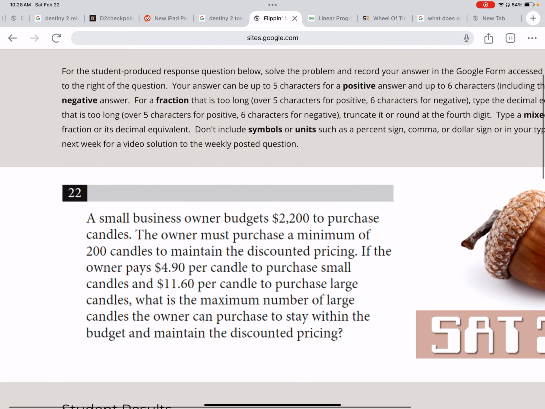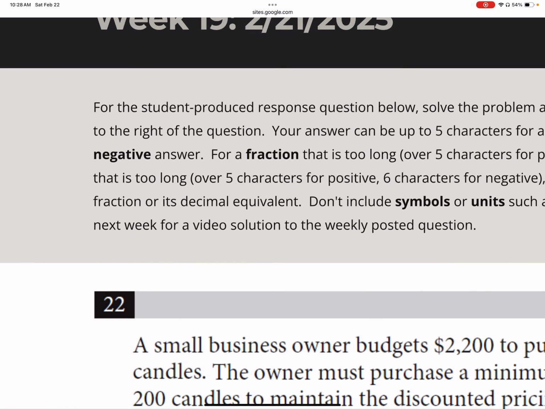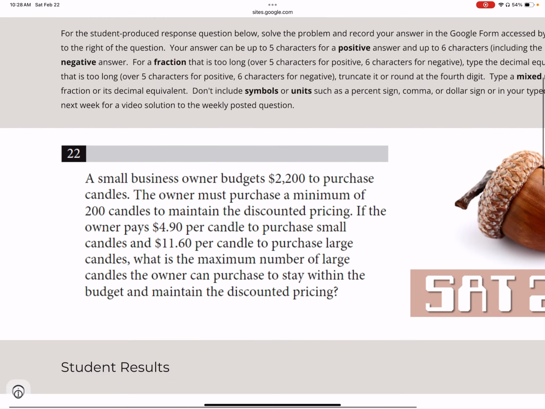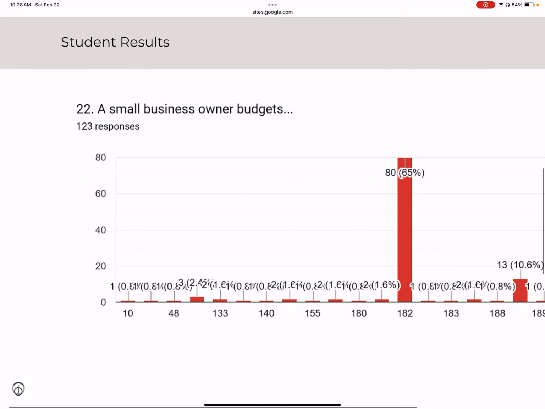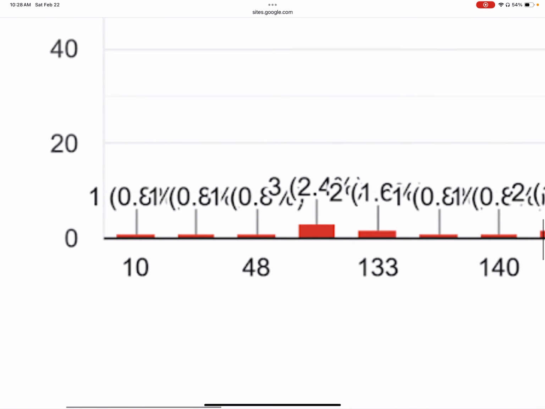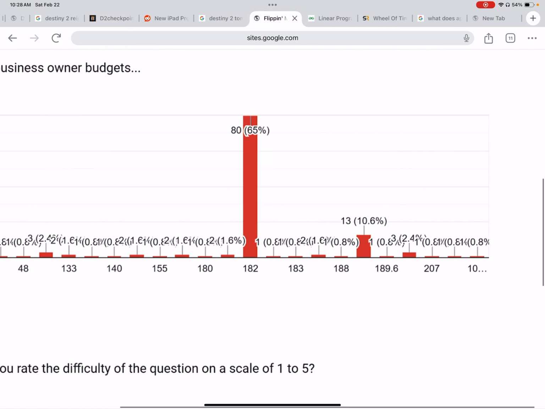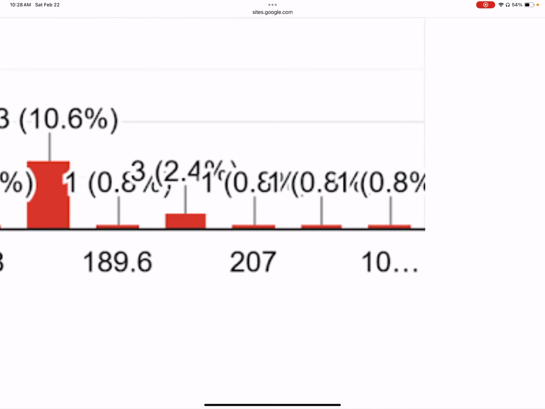Well, how did we do on this question? As you can probably imagine, with a student-produced response type question, the results were all over the place. They ranged from a lowly 10 all the way up to 10,000. That's what that 10 dot dot dot is.